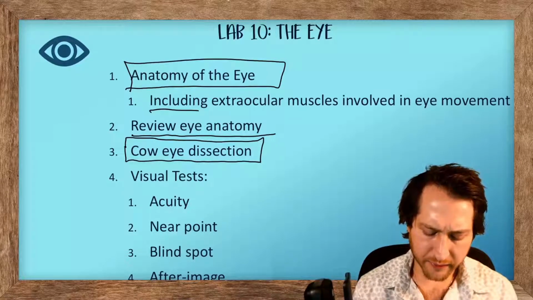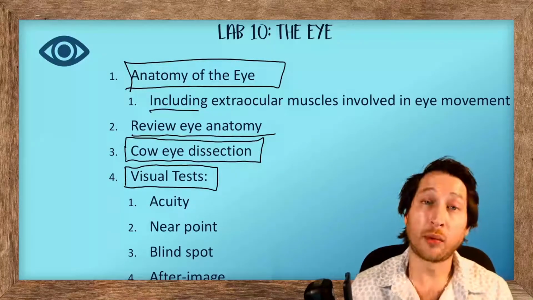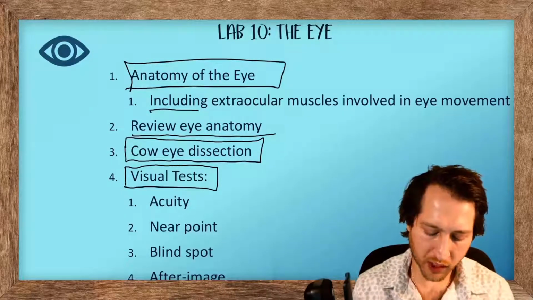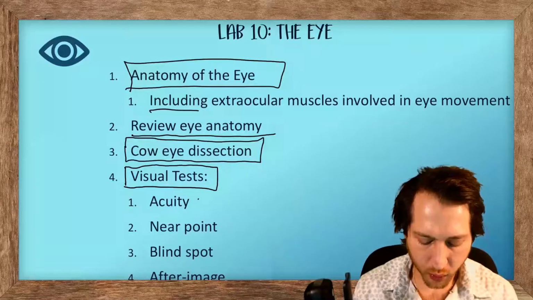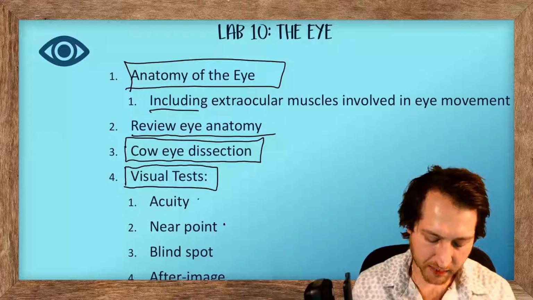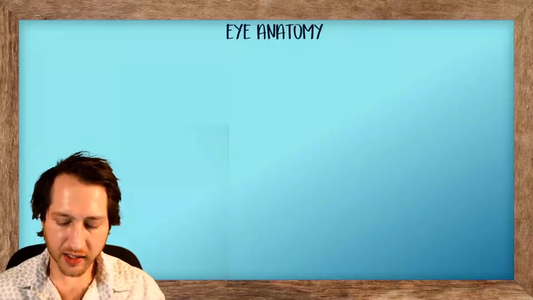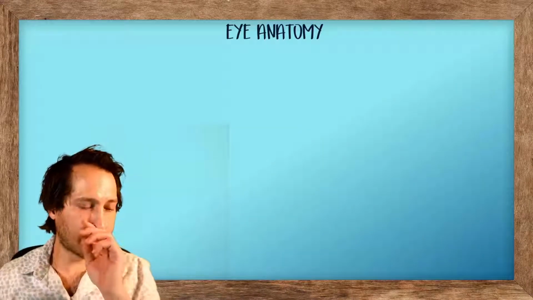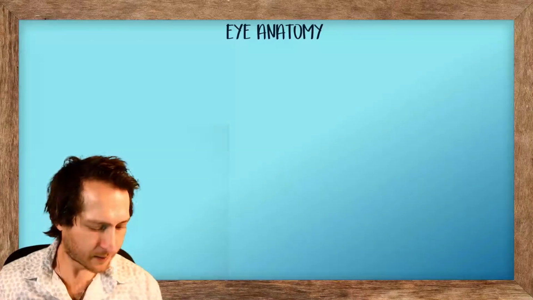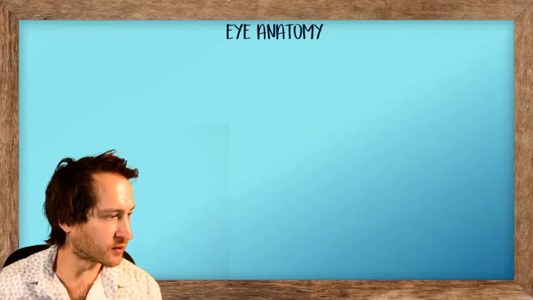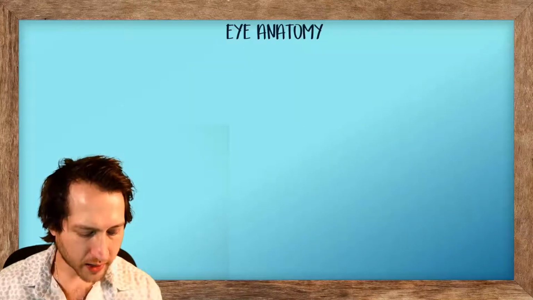Now, I want to talk about these visual tests a little bit. And I have a couple slides to talk about these individually, but we're going to be testing visual acuity, the accommodation reflex or near point vision, the blind spot, and an after image. So let's go ahead and get started. And what I would suggest is getting some markers, some crayons, any sort of materials that you might have that you want to do some sketches with. All right, let me just make sure everything's set up on my end.